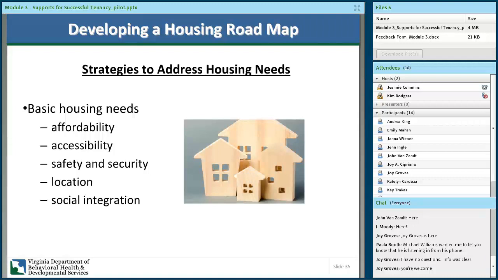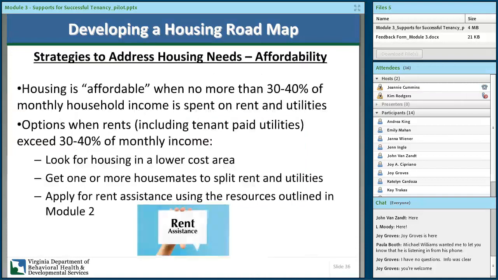The next element of the housing roadmap is developing strategies to address housing needs. Basic housing needs can include, but they're not limited to, affordability, accessibility, safety and security, location, and social integration. Let's look at each of these in turn, starting with affordability.